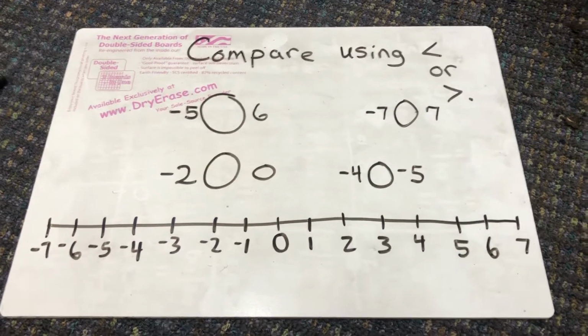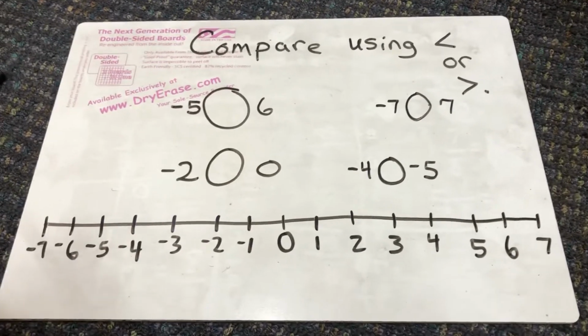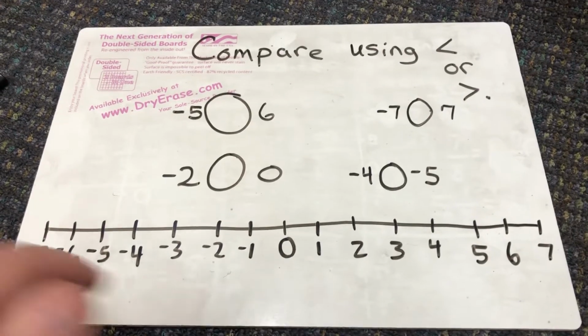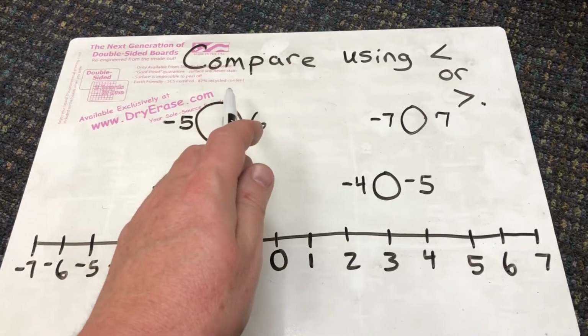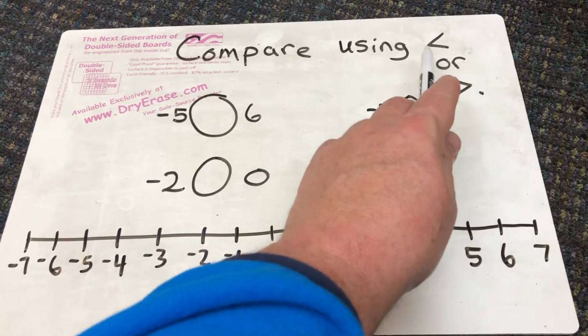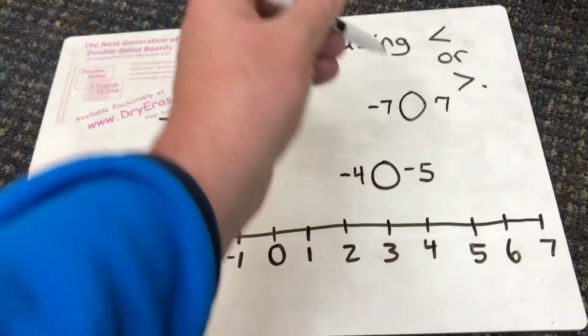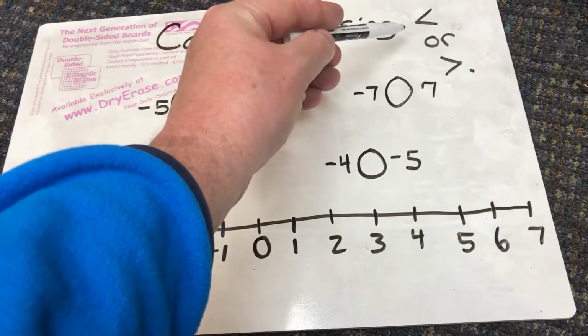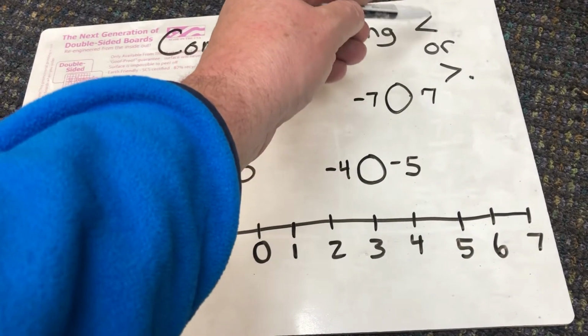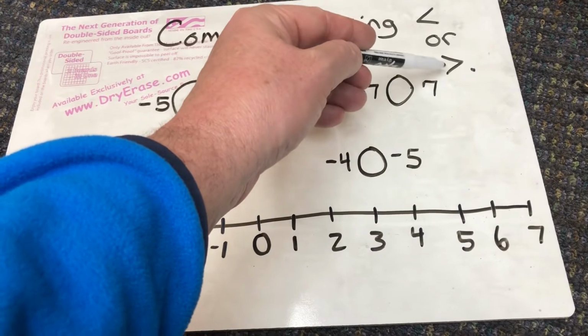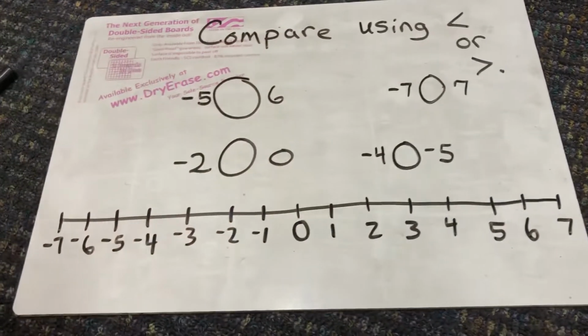All right, sixth grade. Well, we're moving on here in chapter 8, with negative and positive integers. You see our first set of directions says to compare using the less than sign or the greater than sign. Now remember, the less than and greater than sign points to the smaller number, and the mouth is open to the bigger number. Mouth open to the bigger number, points to the smaller number.